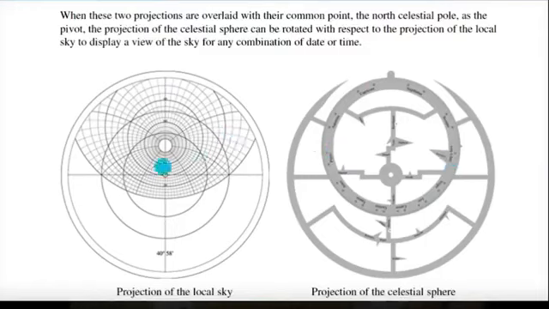So you have your local sky marked by the horizon, and then you have the moving celestial sphere.